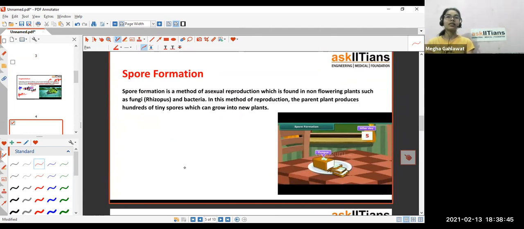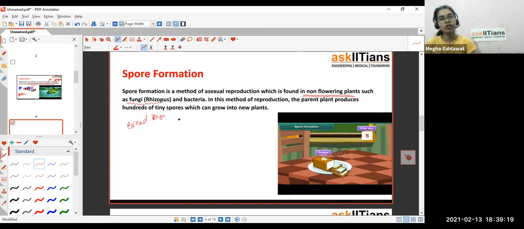Now understand this very importantly, that spore formation is the method of asexual reproduction which is found in the non-flowering plants. Why non-flowering plants? Because they are not as advanced as the higher plants. These do not have proper flowers, and since they do not have proper flowers, they won't have proper reproductive structures. Now the example is Rhizopus, the fungus, which is also called bread mold.